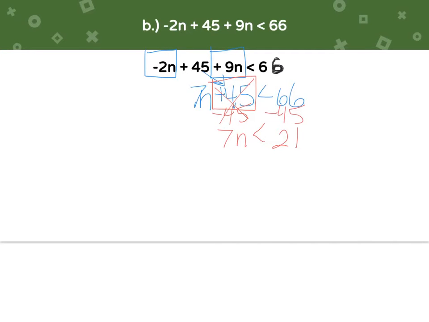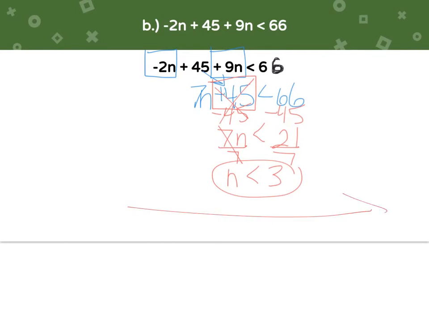Now it's time to get rid of the 7. You're multiplying right now, so you need to divide by 7. That cancels out the 7 and leaves n is less than, and then 21 divided by 7 is 3. Your answer is n is less than 3.